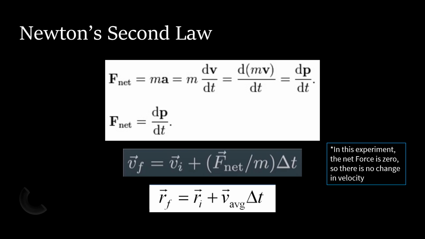But in this experiment, we are assuming that the net force is 0, so there's no change in velocity. So the final velocity is just going to be equal to the initial velocity. And then we also have the position update formula, which is that the final position is equal to the initial position plus the average velocity times time.